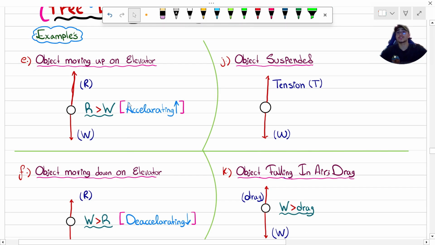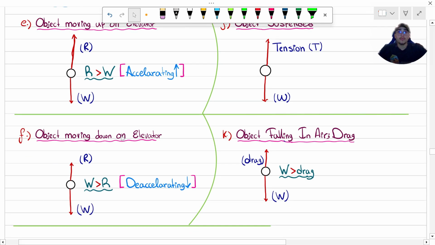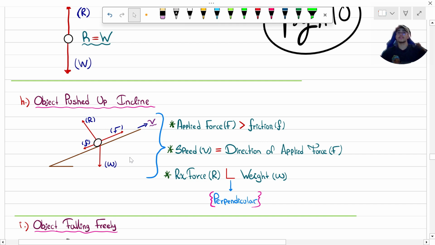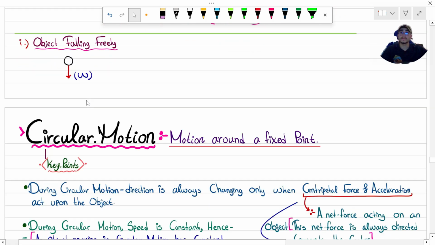Object moving in an elevator: if you're moving up accelerating, the reaction force is greater than weight. If you're moving down in the elevator, weight is greater than the reaction force. If an object is suspended, you have tension force and weight. If an object is falling in air, which involves drag, because drag is the friction force in the air, then weight is greater than drag. If an object is being pushed up an incline, you have weight, reaction force acting perpendicular to the surface, the velocity of the object, and since it's being pushed up the incline, the applied forward force is going to be greater than the backward friction force. An object falling freely has just weight.